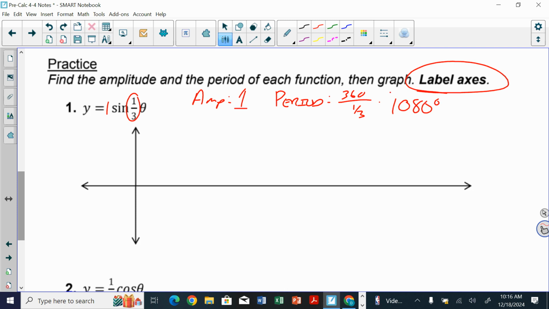Or if you did it in radians, 2 pi divided by 1/3, or 2 pi times 3, which is going to be 6 pi. So we've actually got a much longer period. So when we graph this thing, again, we're going to start at 0, 0, and the amplitude is 1. So what that means is that that's how high it's going to get to. It's going to go up 1, and then the lowest it'll go is -1. So +1, -1. So we need those there.